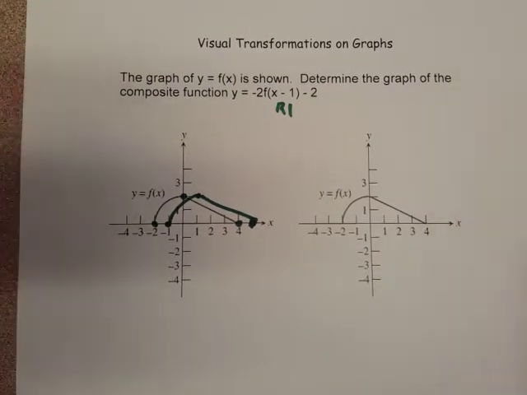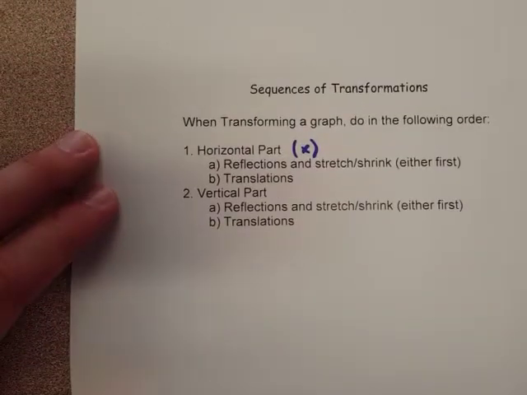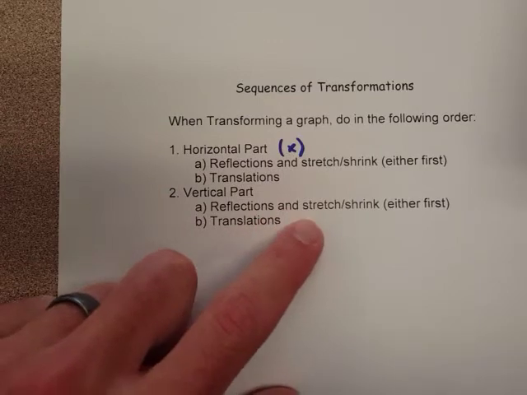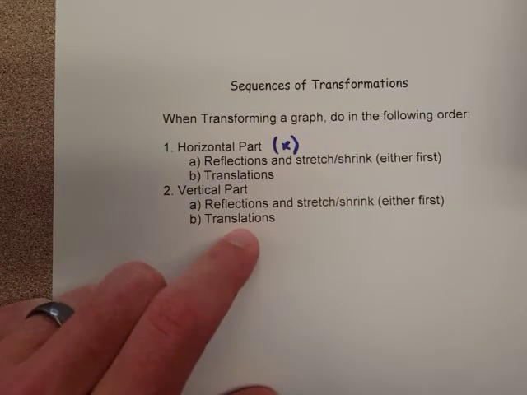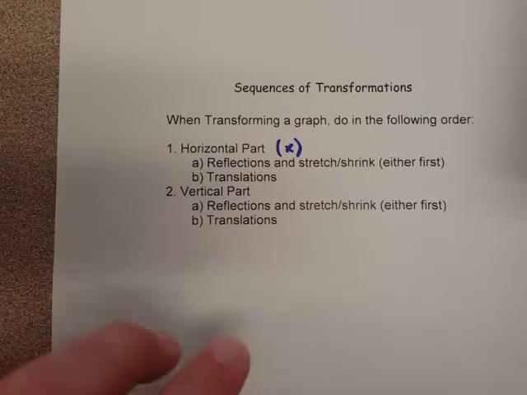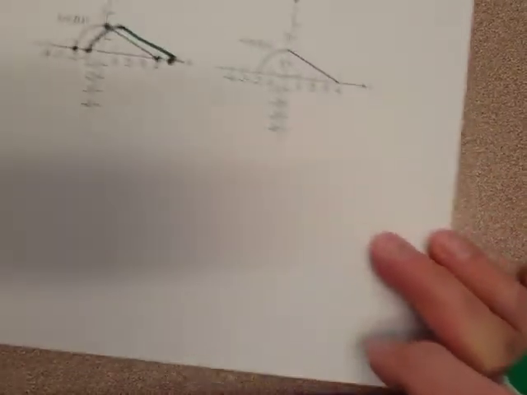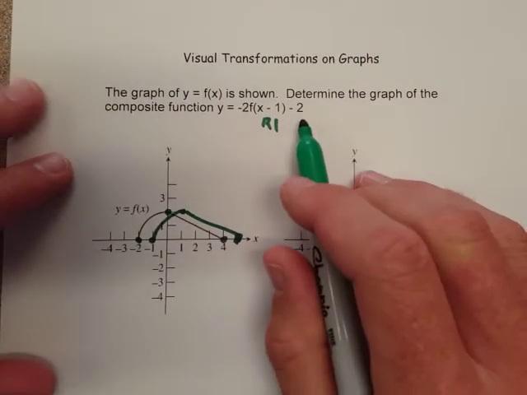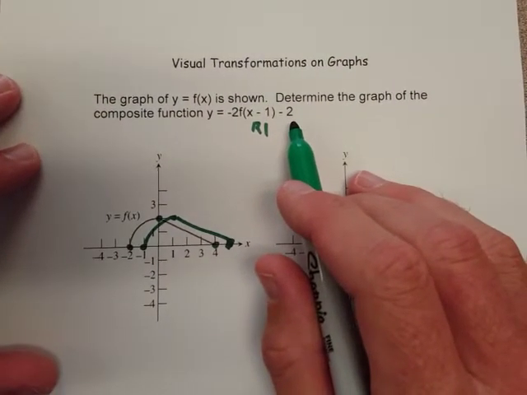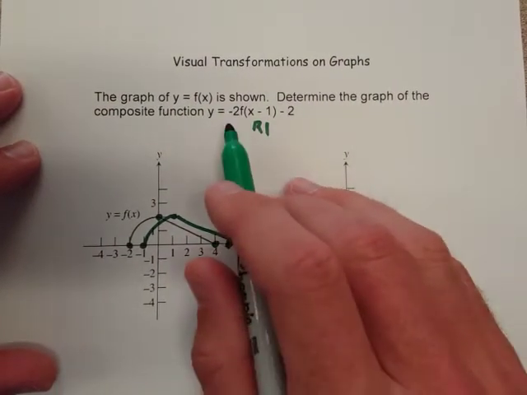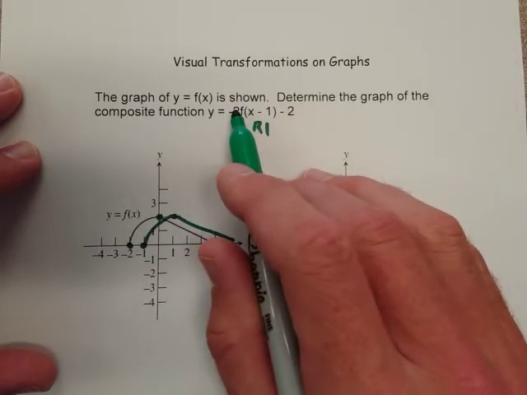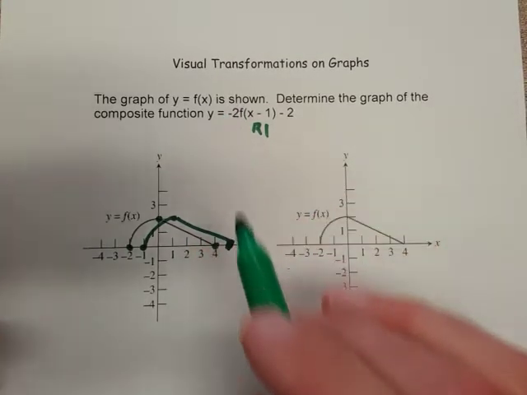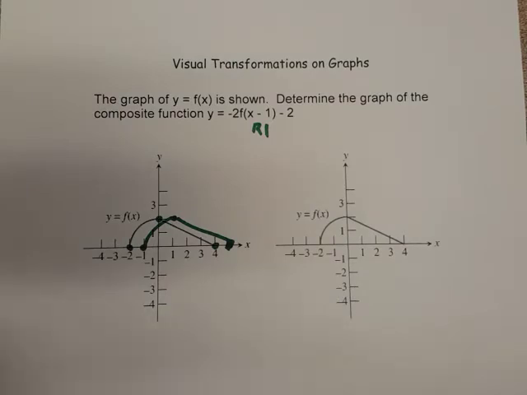Now we work towards the outside. So for the vertical part, remember that we are going to do reflections and stretch shrink first, then the very last thing is going to be up or down. So looking at this one right here, it does appear that we have down 2 at the end of this problem. We're going to wait on that. We're going to deal with this stuff out in front first because that will have something to do with the stretch shrink or the reflections.